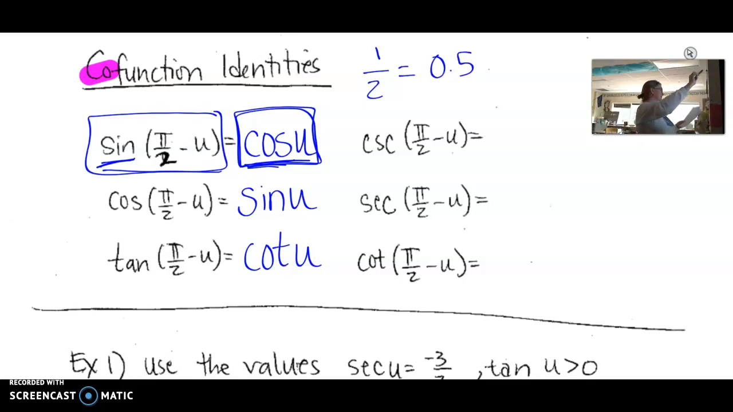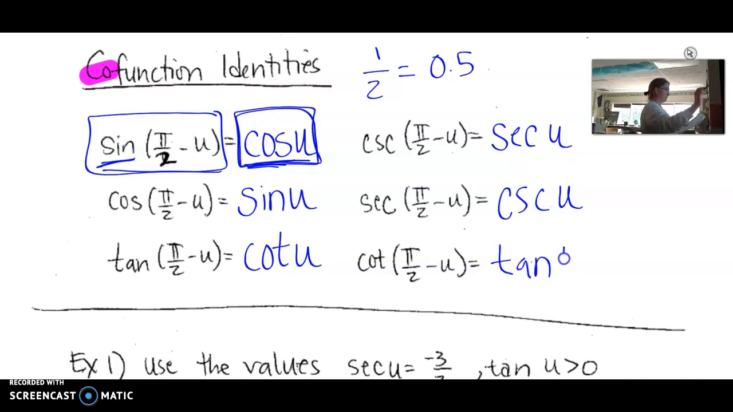Cosecant of pi over 2 minus u is equal to the secant of that angle u. Secant of pi over 2 minus u is equal to the cosecant of u. And then cotangent of pi over 2 minus u is equal to the tangent of u.